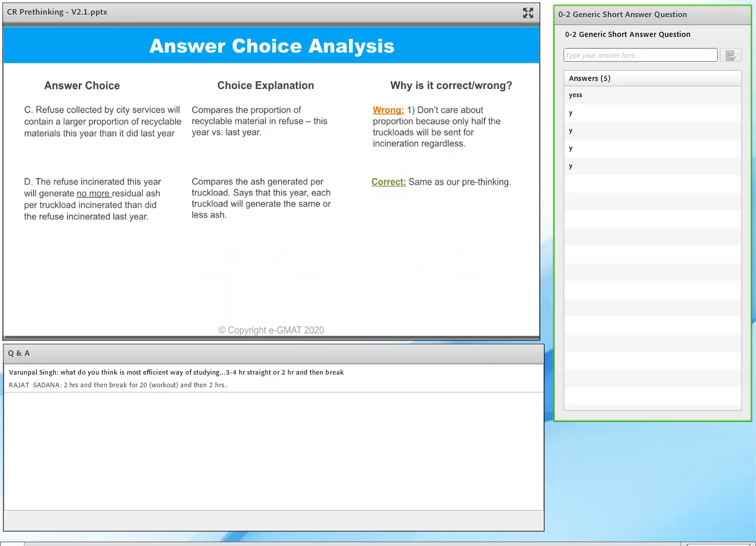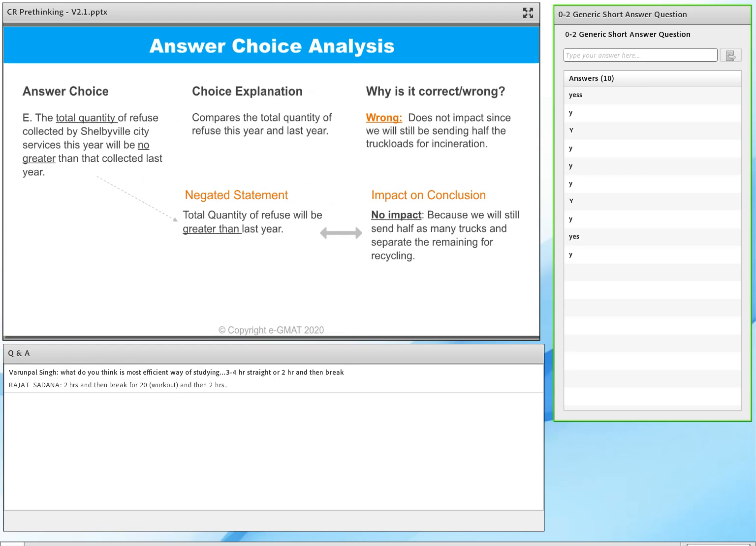Okay. Choice E, very popular incorrect choice. Proportion of recyclable material to total quantity of refuse. Do we care about the total quantity of refuse? No, we don't. Why? Because we'll only get half as many truckloads. We don't care about the total quantity of refuse. If we even negate, say total quantity of refuse was greater than what it was last year, does it matter to me generating ash? No, because I'm getting half as many truckloads.